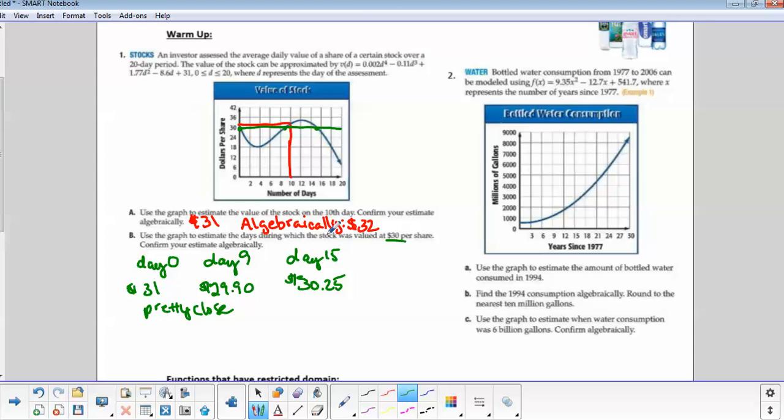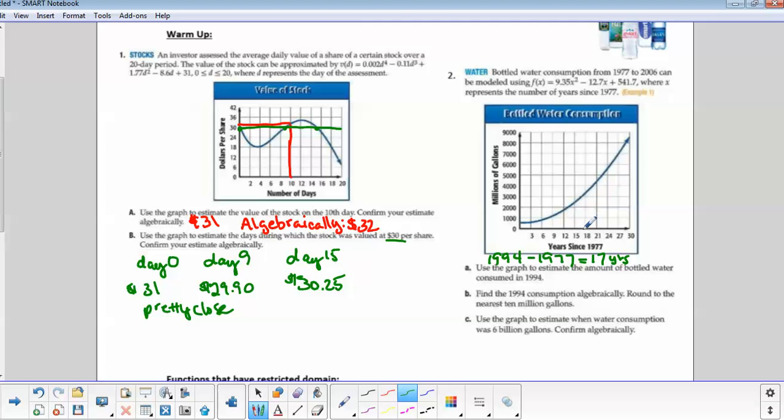All right, next situation. Bottled water consumption from 1977 to 2006 is modeled with this quadratic function, where x represents the number of years since 1977. So the first question asks to estimate the amount of bottled water in 1994. But if you look at the graph, you'll see 1994 is not on the graph. This is the years since 1977. So if I want to know how many years between 1977 and 1994, I can subtract. 1994 minus 1977, and you should get 17 years.